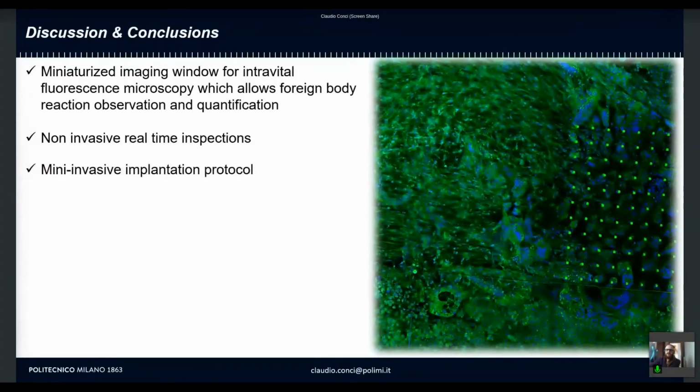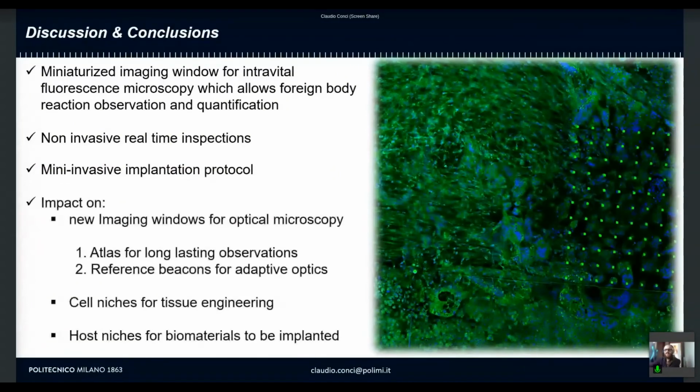protocols. So my future purpose is to exploit these unique features to devise implantable microdevices for the test of inflammatory reaction to biomaterials in rodents, or for the test of drugs or vaccines on chicken embryos, hopefully giving a strong impact on imaging window development and giving rise to new devices which can incorporate atlases for long-lasting observation and scaffolds for tissue engineering and regenerative medicine.